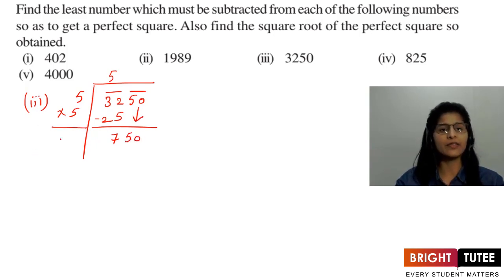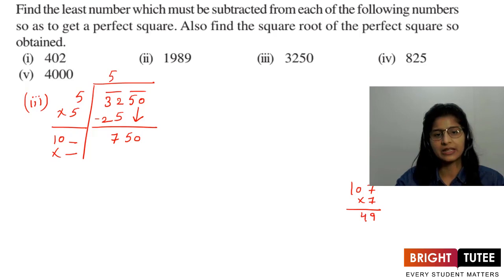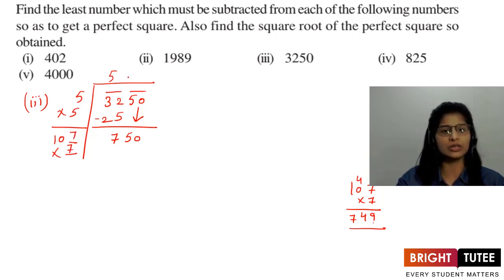Now, double of 5 is 10. Let's try to multiply here with some digit and place the same digit here, so that when we multiply them we get a number closest to 750. So let's try with 7. 7 sevens are 49, 7 ones are 7. You see here we get 749. Again I am trying. 7 sevens are 49. 4 was a carry here, so here it is 4, and 7 ones are 7. So we get 749. That is very close to this. So I am writing 7 and here 749.